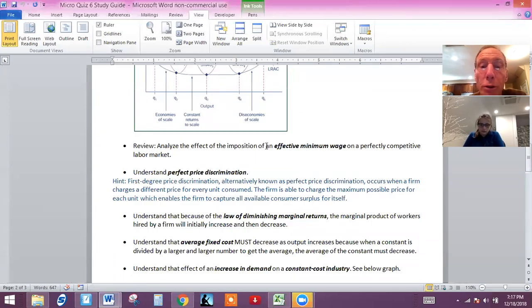And this is a review. Make sure that you understand that if it's an effective minimum wage, it means that the price is going to be above the market wage. So if the price of labor is above the market wage, then you're going to have a labor surplus. You're going to have more supplied because the wage is higher than where the market is at equilibrium. So you're going to have an oversupply of labor, more supplied than demanded. Okay.